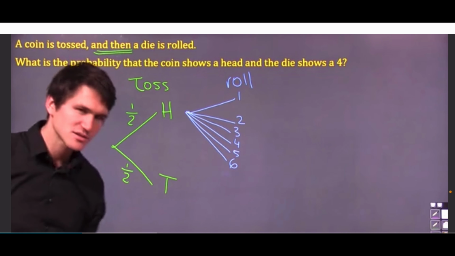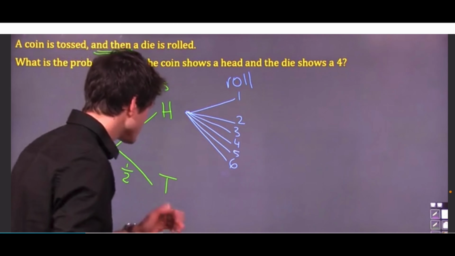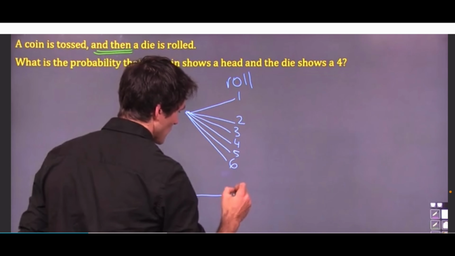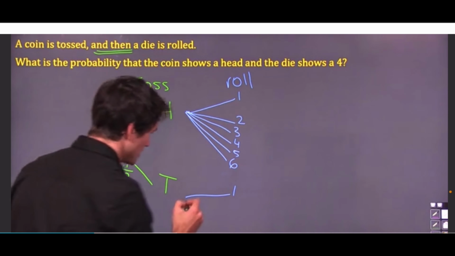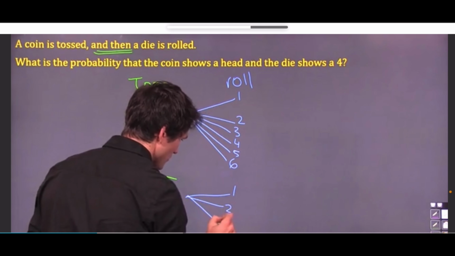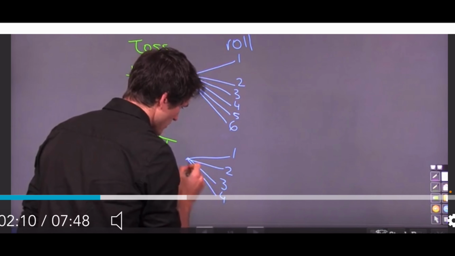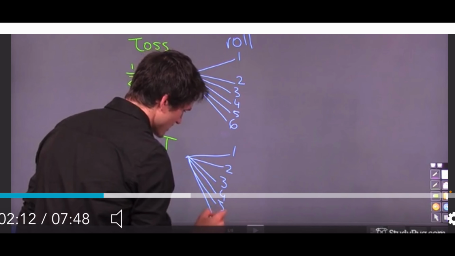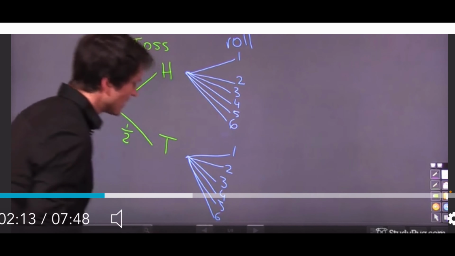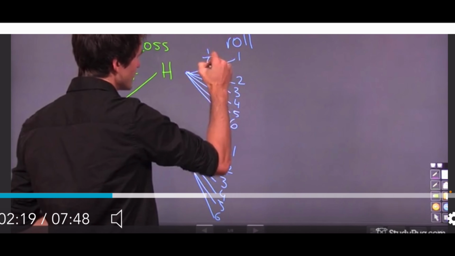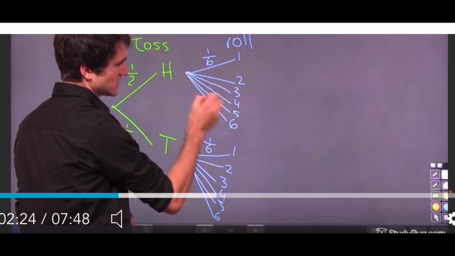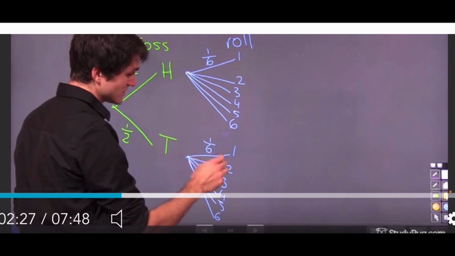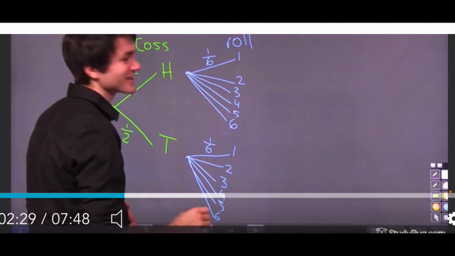Same thing if we get tails. We flip the coin, it comes up tails on the first flip, and we can also get a 1, because we roll the die afterwards. We flip tails and then we roll the die, and we get a 1, a 2, a 3, a 4, a 5, or a 6. I'm not going to write out all the probabilities, but note that each of the die rolls happens with probability 1/6, on all these branches.